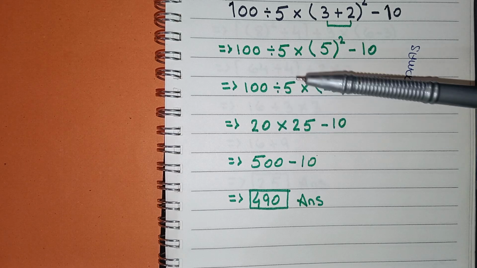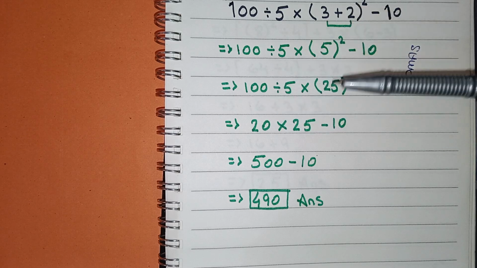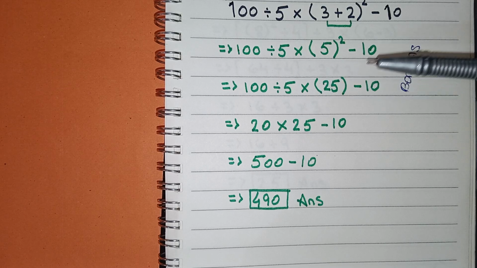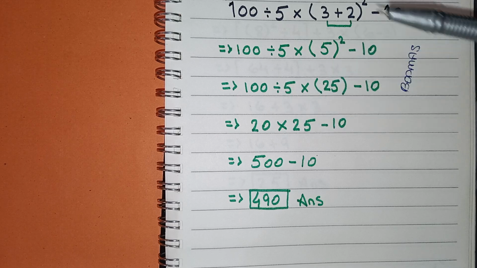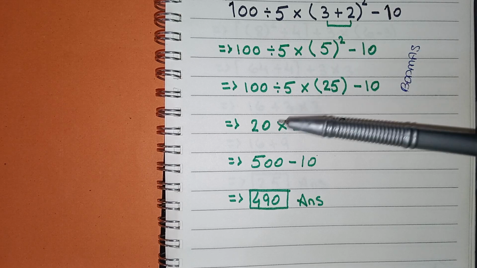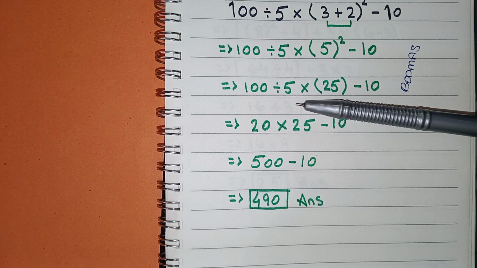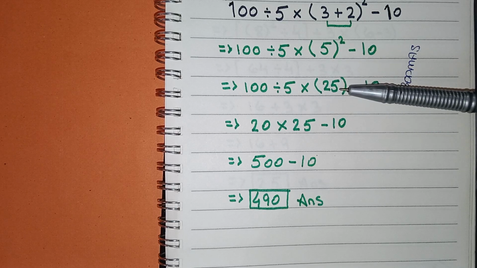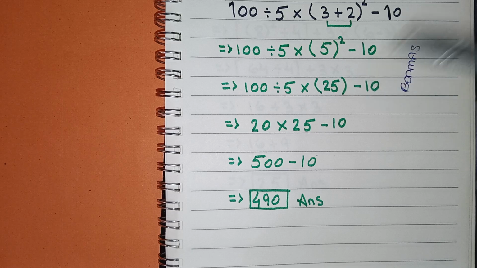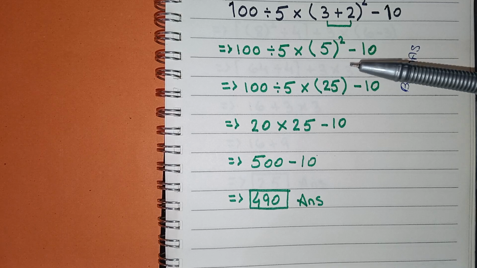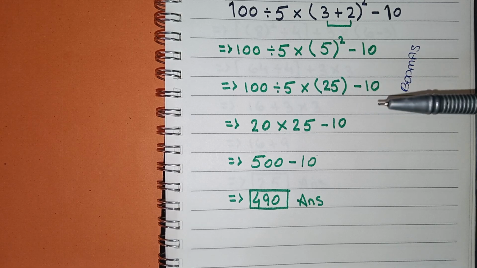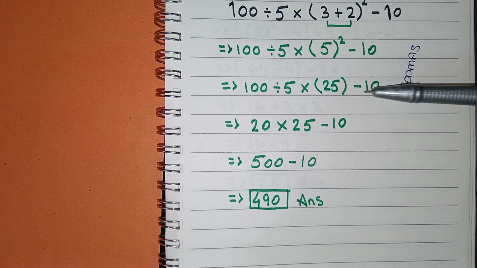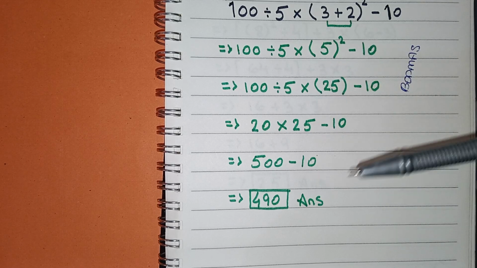Then 100 divided by 5 will also be written as it is, because the bracket has not been completed. Until the bracket is completed, we will not go further to the second place. Then 100 divided by 5 will be written as it is, multiplied by 25, because 5 squared is 25. You have to learn and memorize all squares from 1 to 12, because these squares should be on your fingertips. Then minus 10 will be written as it is.